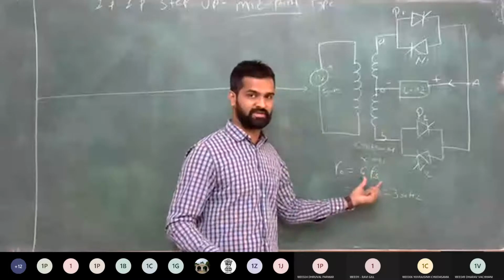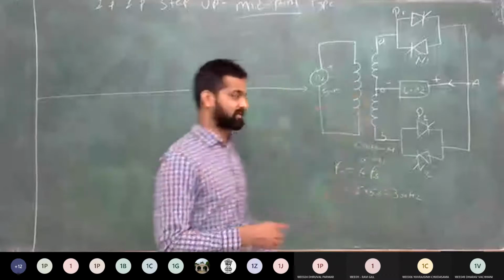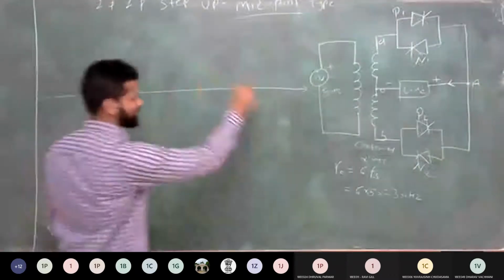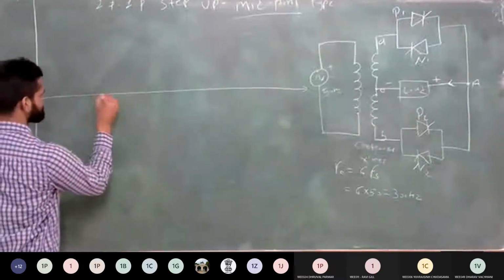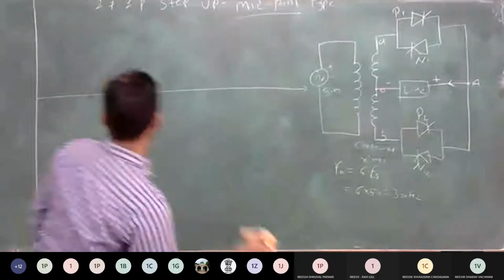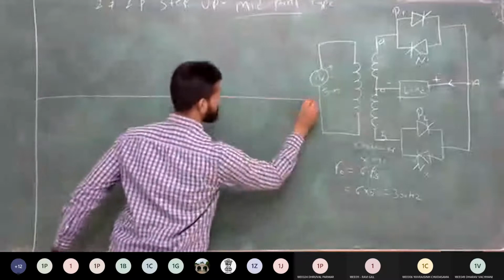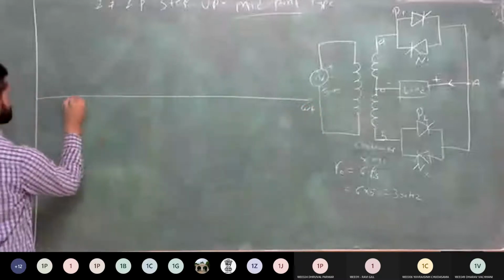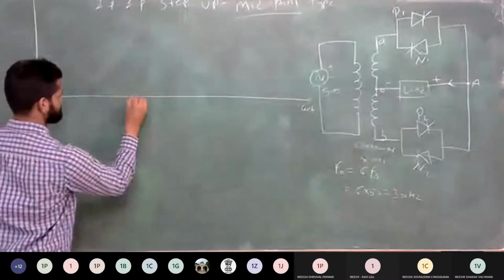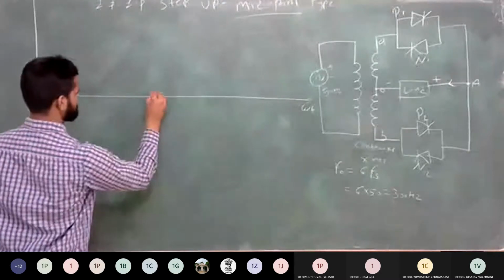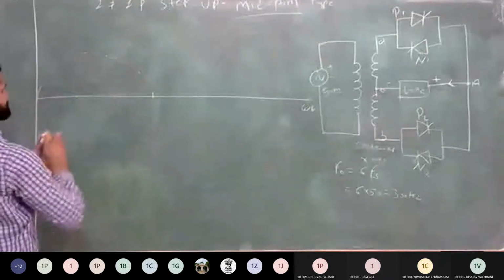6 times Fs. In one cycle of supply, cycle at the load side. Clear? So first of all, I draw the one cycle of your supply here. So this is my sine wave, positive cycle.